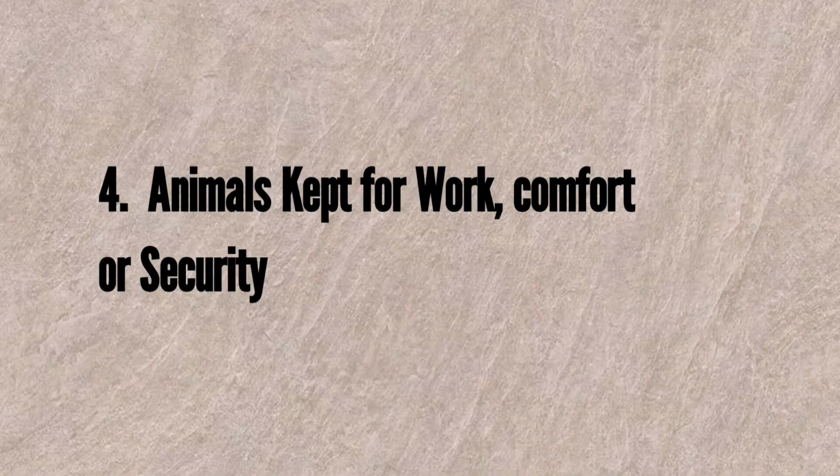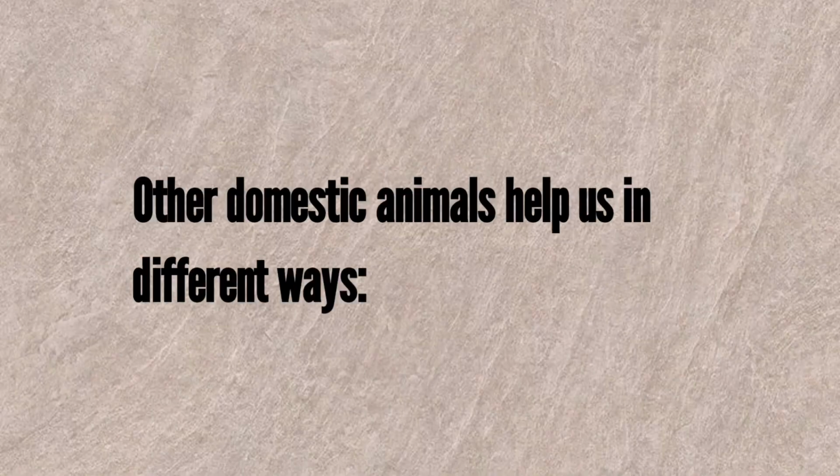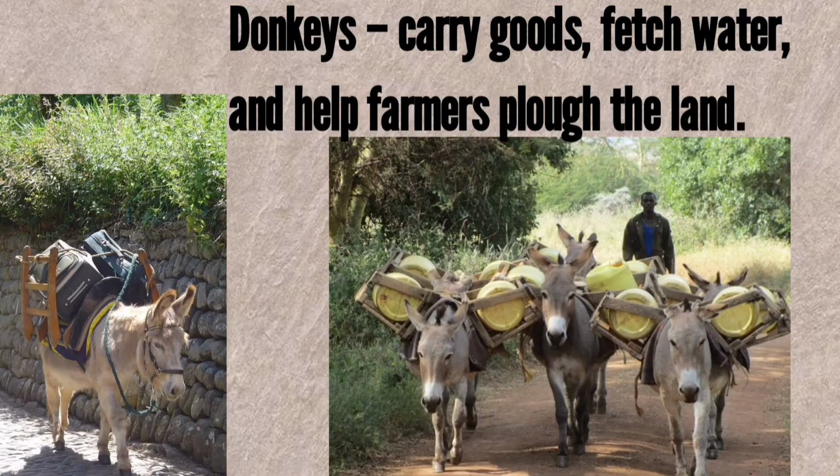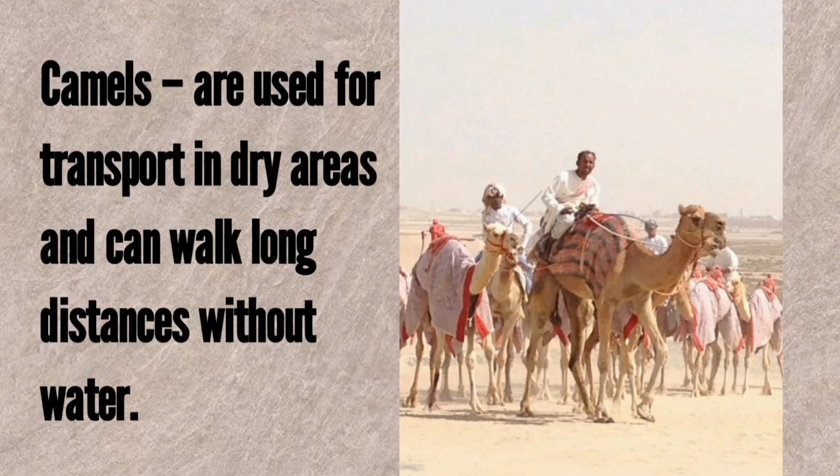Animals kept for work and comfort or security. There are some other domestic animals that help us in different ways. For example, donkeys. Donkeys are very useful because they carry goods, fetch water, and can help farmers to plow their land. Camels are also used for transport in dry areas and they can walk long distances without water.